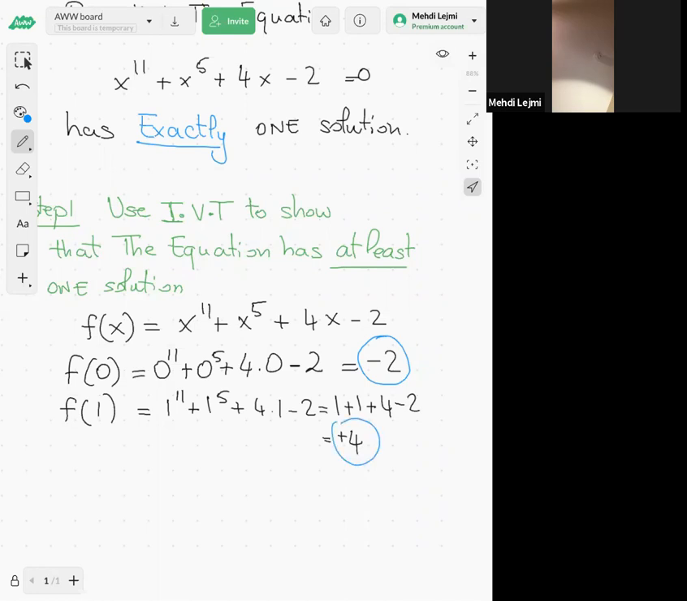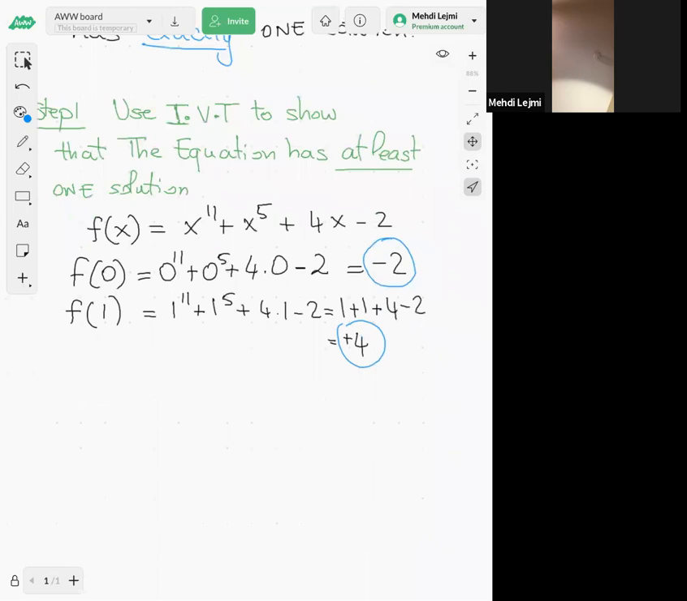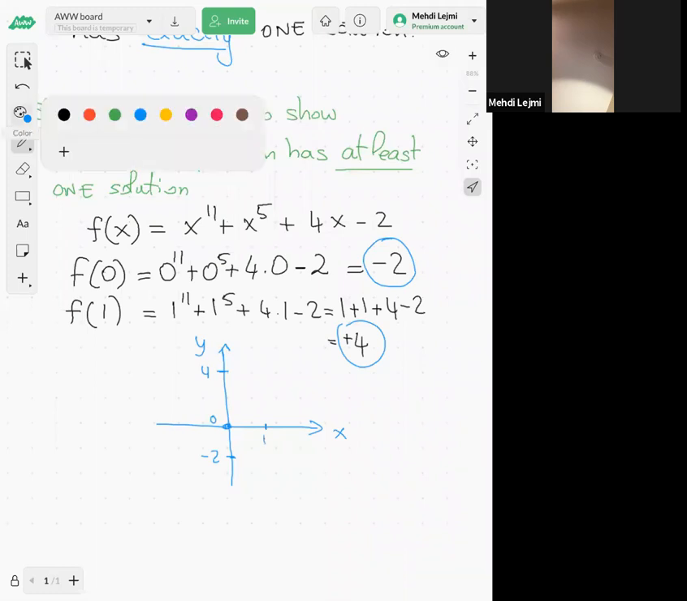So what we are saying here, guys, is, if you think about it, let's say this is the x-axis, this is the y-axis, this is negative 2, here's positive 4, this is 0, and this is 1. So f of 0 is negative 2 and f of 1 is positive 4. Now, you have this function, which is a continuous function.